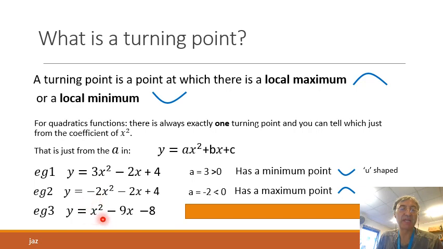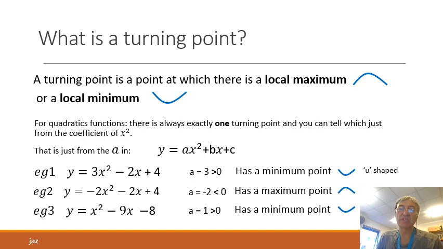Example 3, we have y equals x squared minus 9x minus 8. The coefficient of x squared is 1, which is positive, and so it is a smiley or U-shaped parabola which has a minimum point.